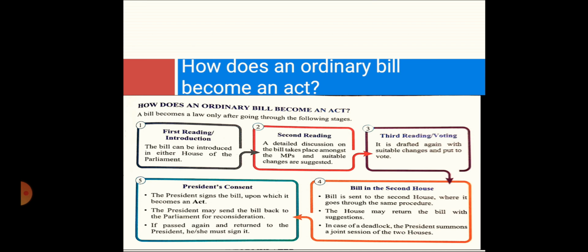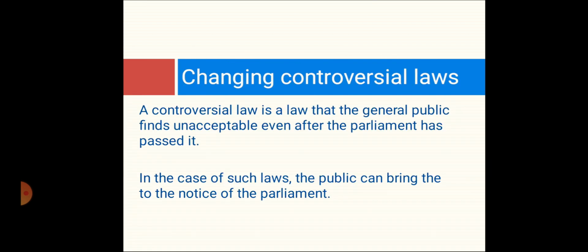Fine. Now let's talk about controversial laws. What do you mean by controversial laws? A controversial law is a law that the general public finds unacceptable even after the parliament has passed it. And why does this happen? Because they feel that the idea behind it is unfair and harmful to a particular section of the society.